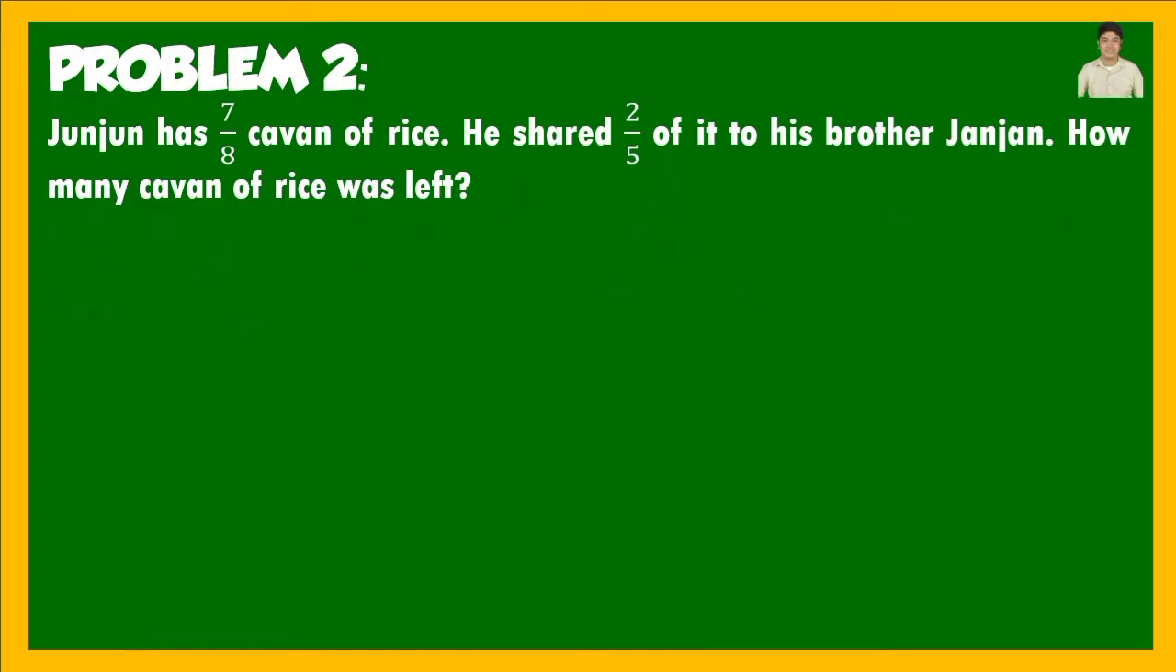Next problem, number 2. Junjun has 7/8 kaban of rice. He shared 2/5 of it to his brother Janjan. How many kaban of rice was left?